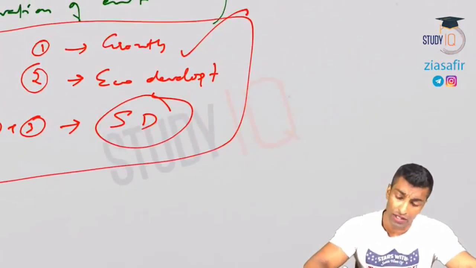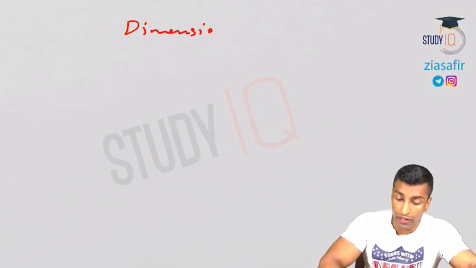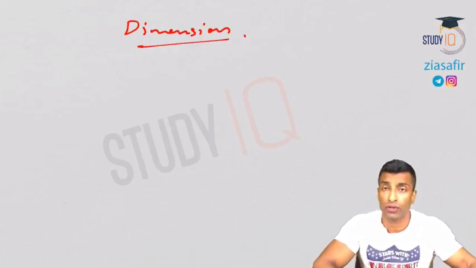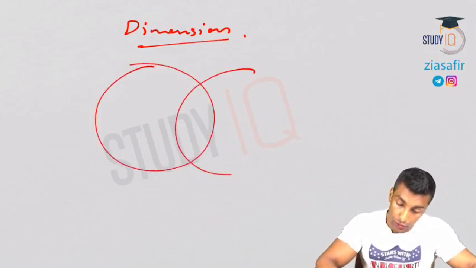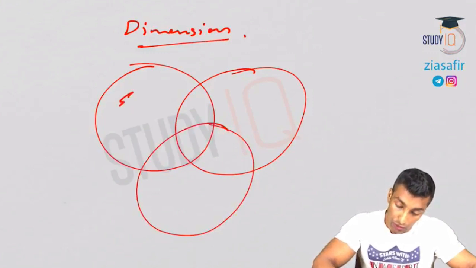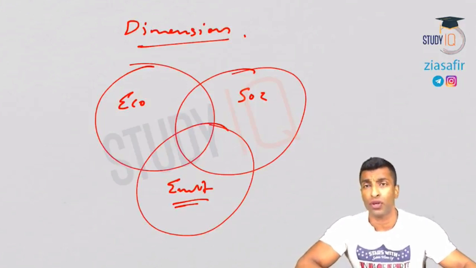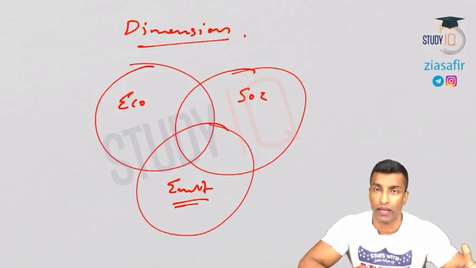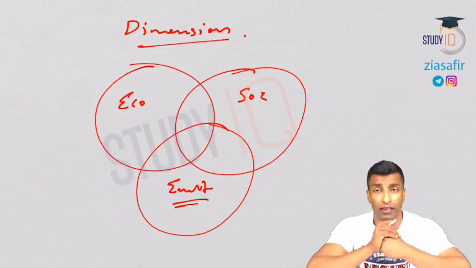Then if you talk about dimensions, what are the dimensions of sustainable development? Dimension, there's also there in your syllabus. Okay, so I'm covering it in detail. So we have economic, social, environment. Political factor is also important, but not when it comes to sustainable development. In this context, it is not important. So I'm not talking about political factors.